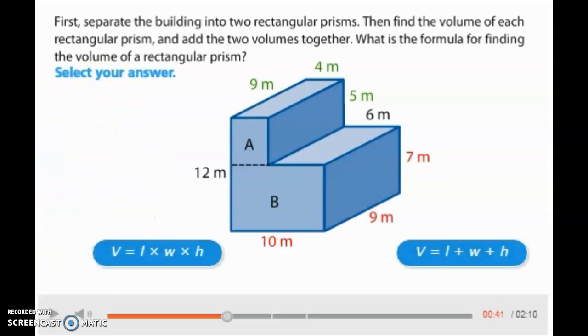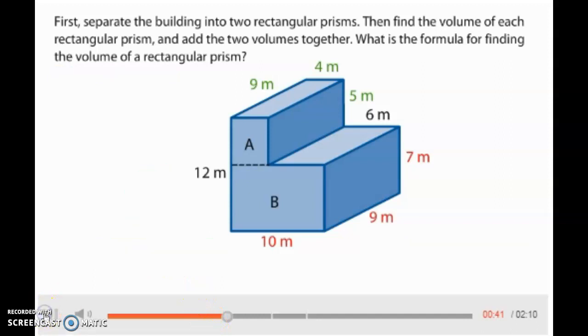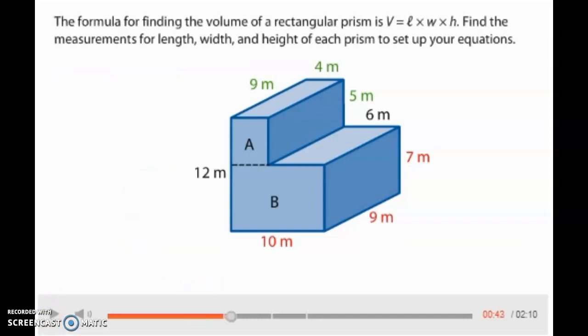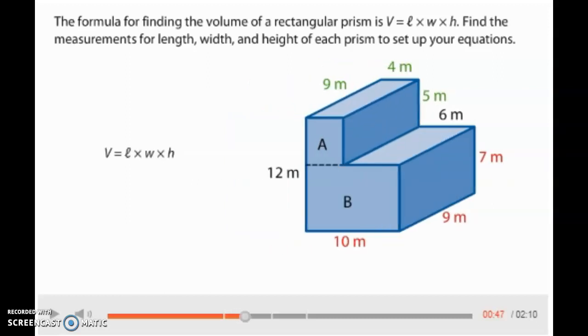Select your answer. The formula for finding the volume of a rectangular prism is volume equals length times width times height. Find the measurements for length, width, and height of each prism to set up your equations.